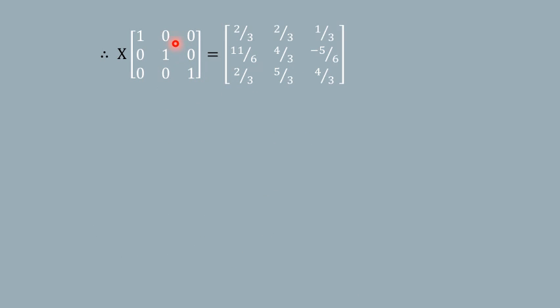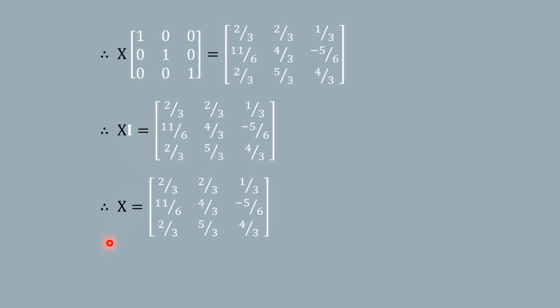Now this is the identity matrix, and this identity matrix is denoted by I. So X into I is equal to this matrix. And as I is the identity matrix, the product X into I is X. So we get X is equal to this matrix.